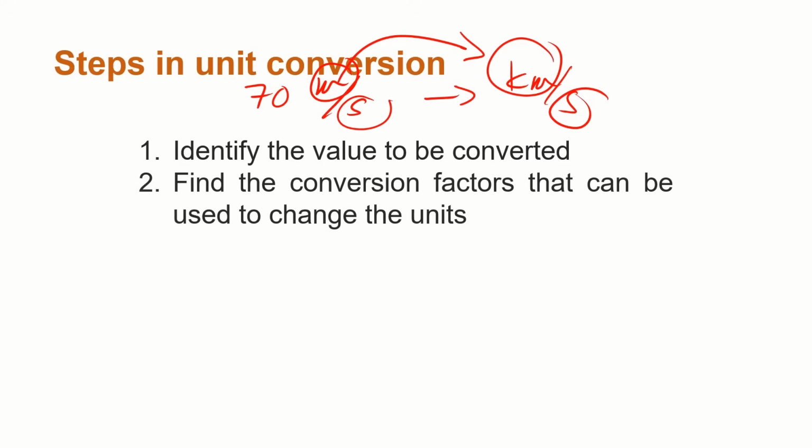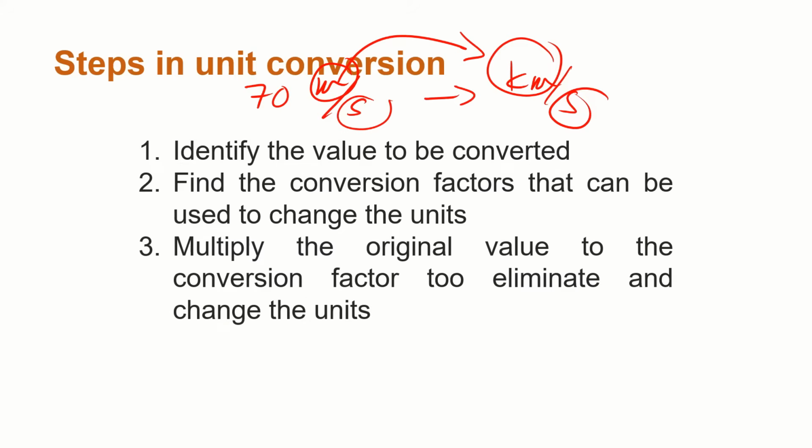And then, step 2 is to find the conversion factor. So, the unit equivalence, and the conversion factors that can be used to change the unit. Just refer to the table of prefixes and the table of the conversion factors for the unit equivalence and conversion factors. Step 3 is to multiply the original value to the conversion factor to eliminate and change the unit. So it is important also to know how to set up your conversion factors.